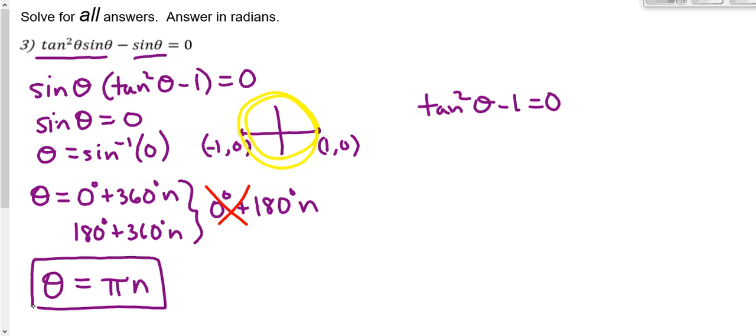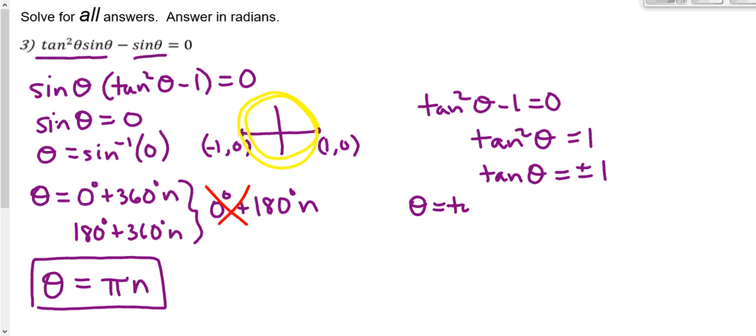Back to the second part of the problem. Tangent squared theta minus 1 equals 0. Add 1 to both sides. Square root both sides, and don't forget the plus or minus when you square root. So then we're going to have tangent theta equals 1, so theta equals inverse tangent 1. And also theta equals inverse tangent -1.